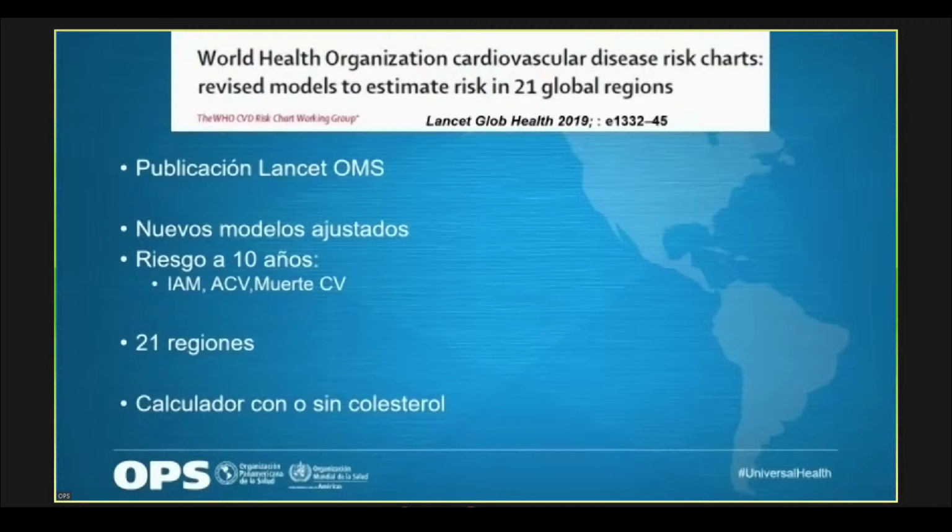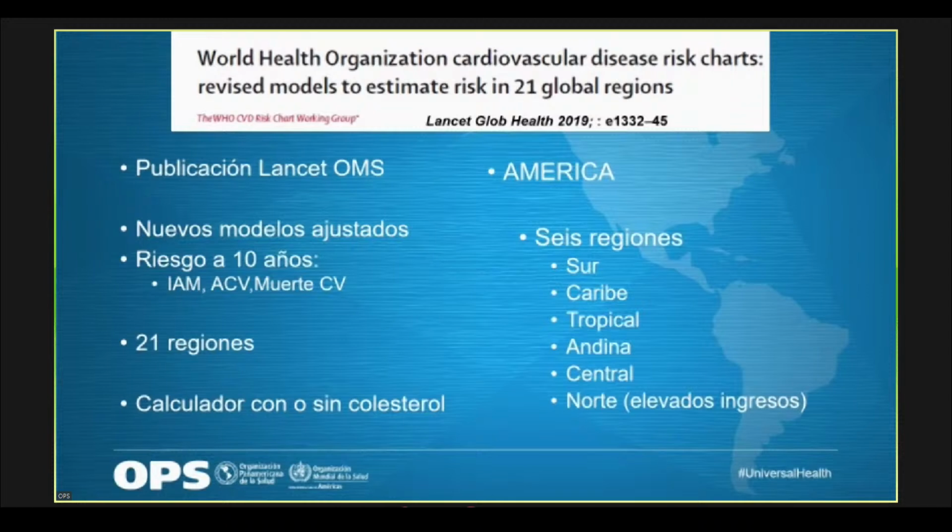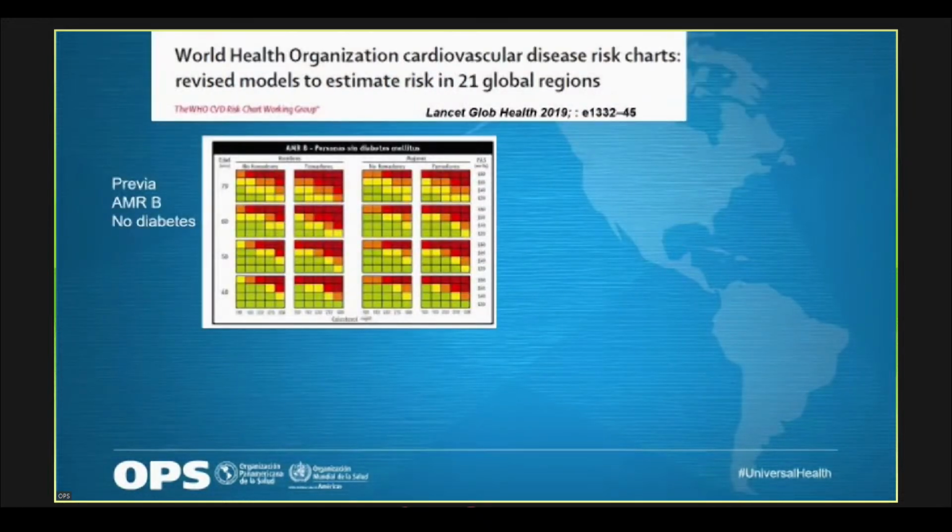This was highly successful. In 2019, a new cardiovascular risk assessment was presented, developed by the World Health Organization, with new risk-adjusted models for 10 years for acute myocardial infarction and cardiac death, and stroke. The world was divided into 21 regions. The calculator was developed for patients with or without cholesterol, and we had 6 regions: South, Caribbean, Tropical, Andean, Central, and North, that covered all of the countries of the Americas.